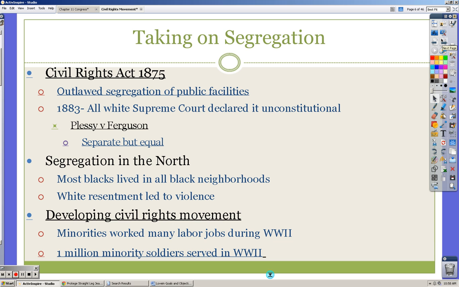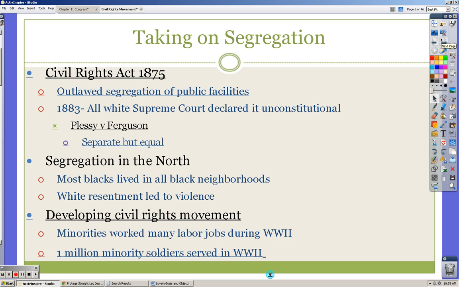Taking you back to some previous legislation on segregation. In 1875, so we're going back a century here, we have the Civil Rights Act, which outlawed segregation of public facilities. This deals with Reconstruction in the South after the Civil War, and how we're going to create a new equal society with whites and blacks in the South.